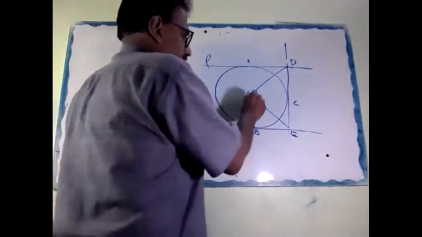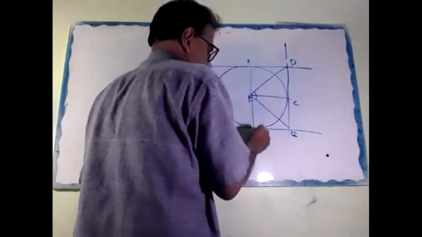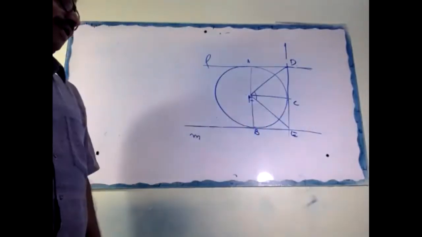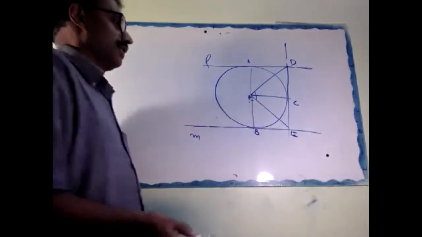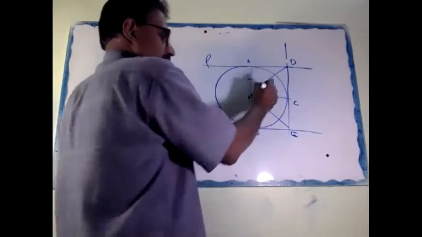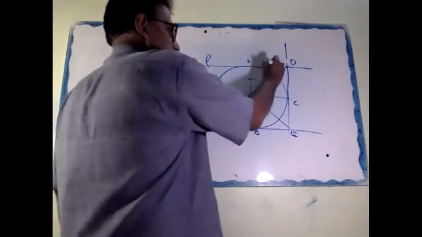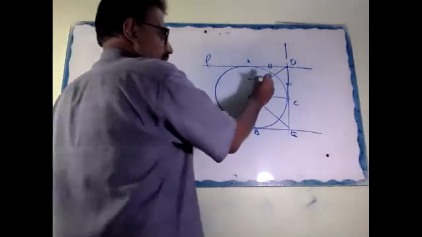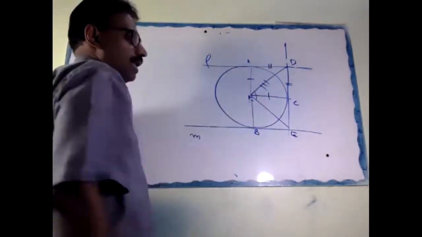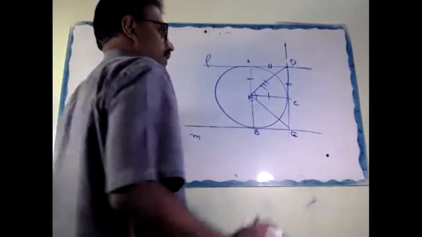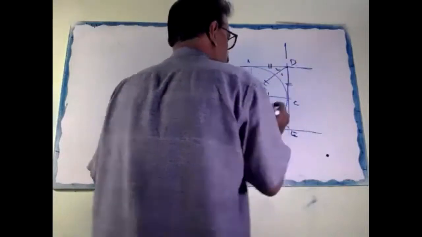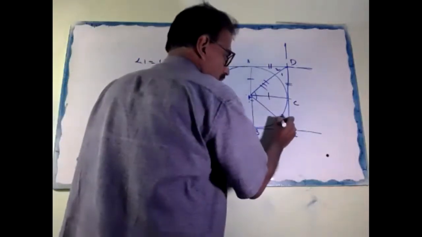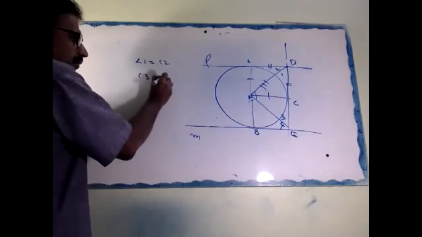Come on. Join this one and this one. Join FC and FA. F is the center. Then this one is equal to this one. Why? Radius. Tangents from an external point are equal. This one is common. So these triangles are congruent by SSS. Hence, angle 1 equals angle 2. Similarly, angle 3 equals angle 4.